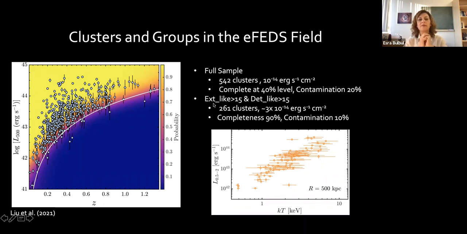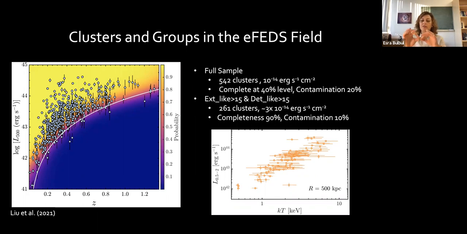One other great thing about the selection function: by using it, we can understand what our completeness level is and what our contamination level is. We have a lot of contaminants in these 542 extended sources we detect. They are really the candidates of clusters of galaxies and galaxy groups. So these contaminants could be background fluctuations. These contaminants could be active galactic nuclei leaking into our samples.